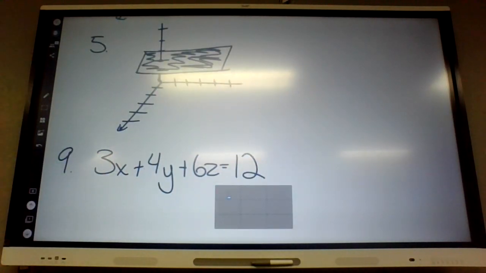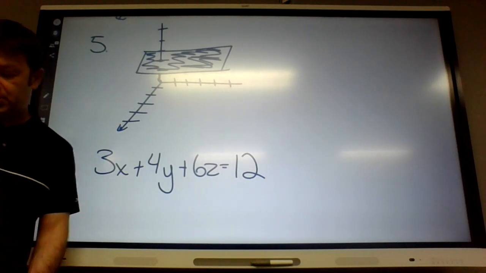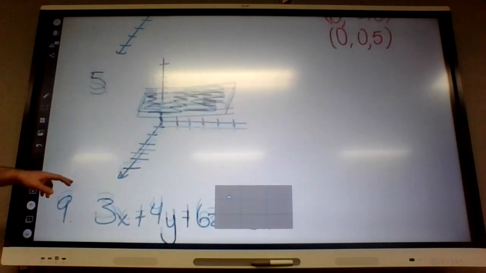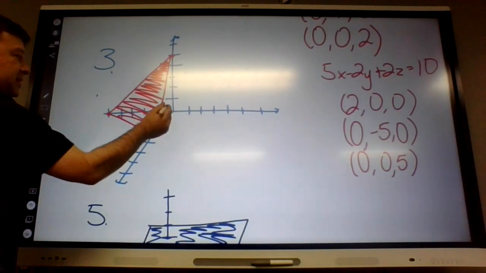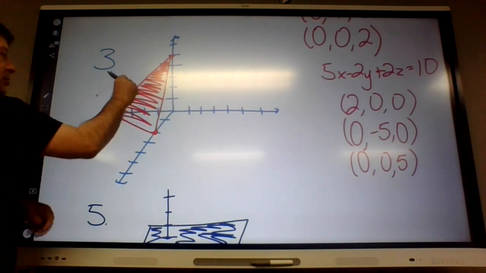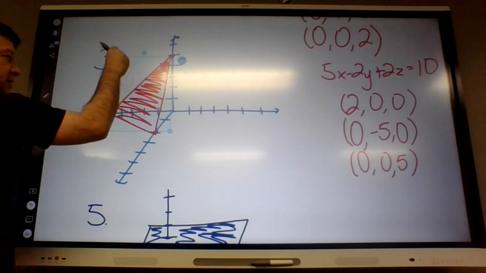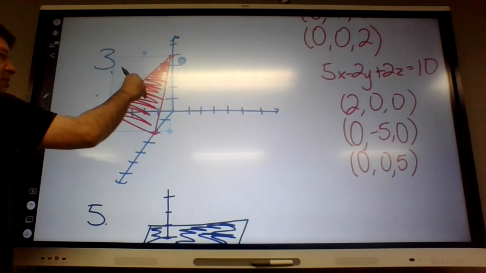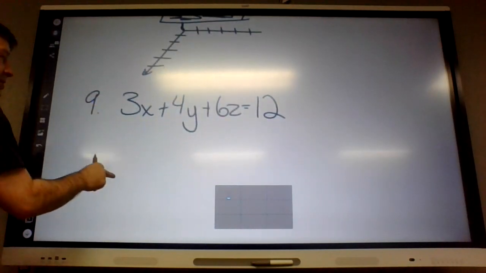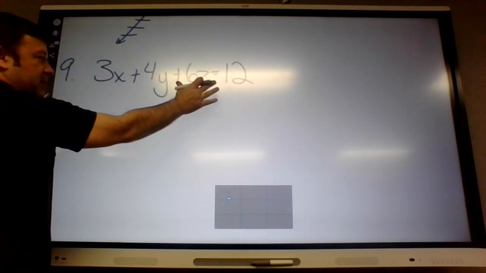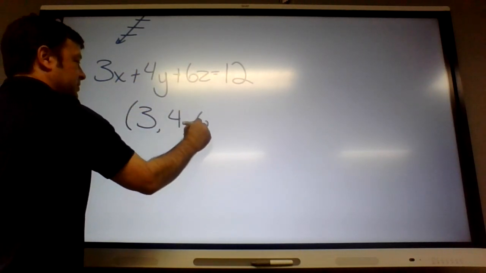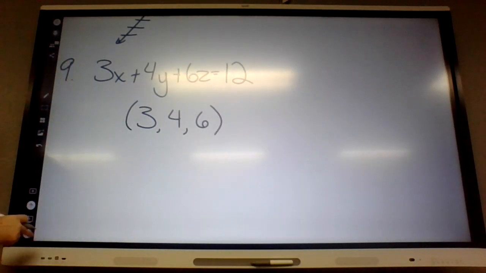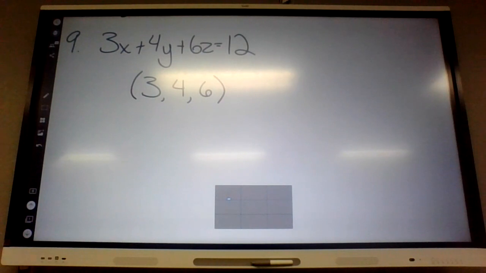The question says, find a vector perpendicular to the plane whose equation is given. Now this turns out to be kind of easy. A perpendicular vector would be sticking out of the plane at a 90-degree angle. But if the equation is written in standard form, the vector is just going to be 3, 4, 6. Not sure why it works, it just does. That's all they wanted.